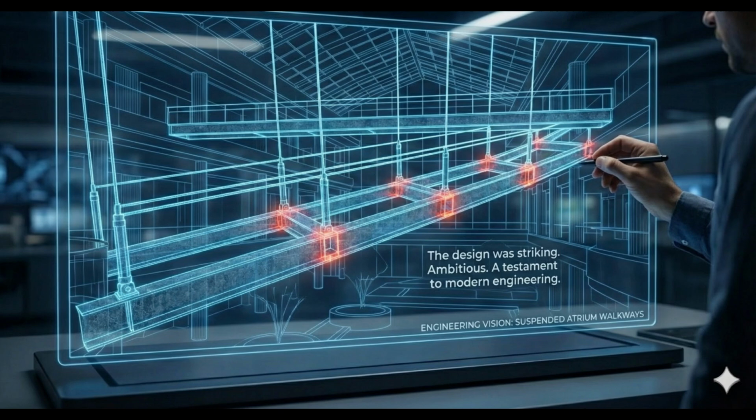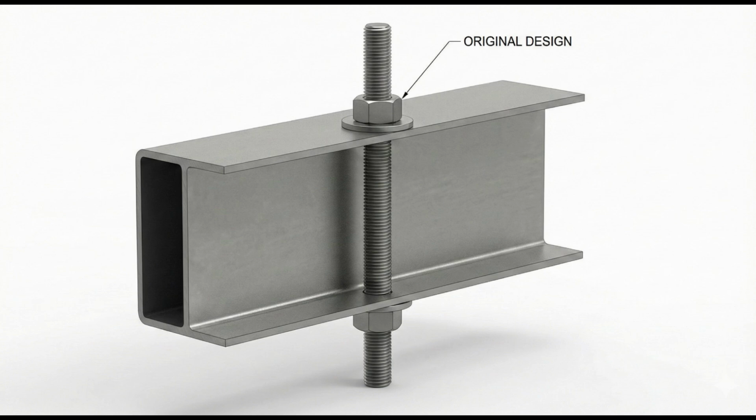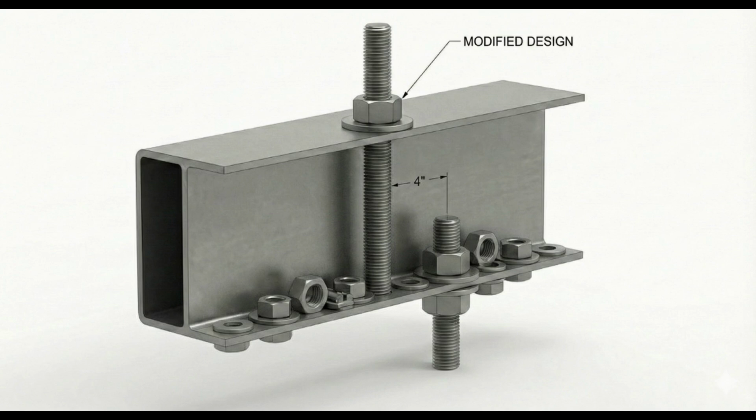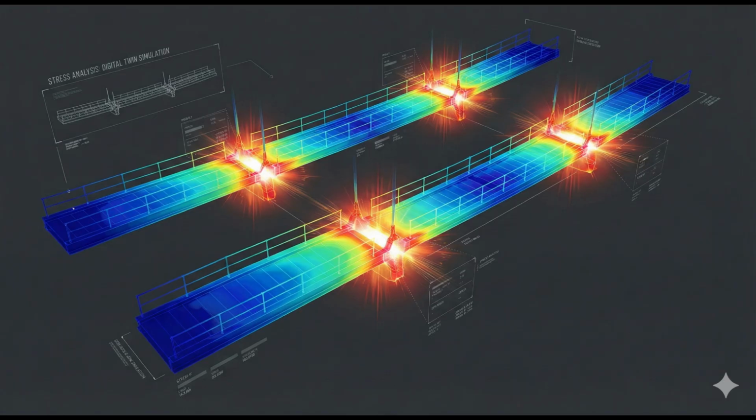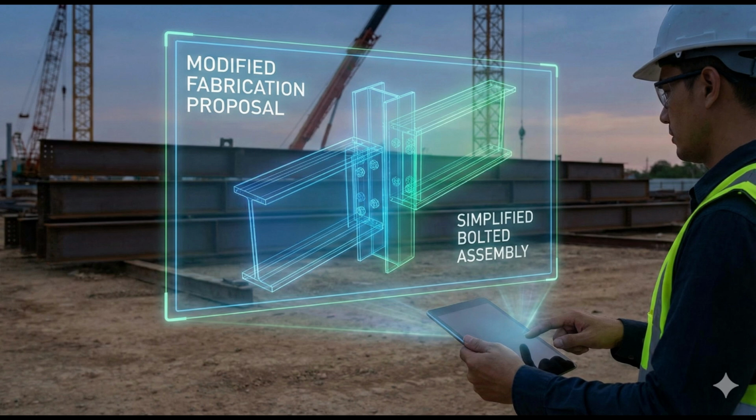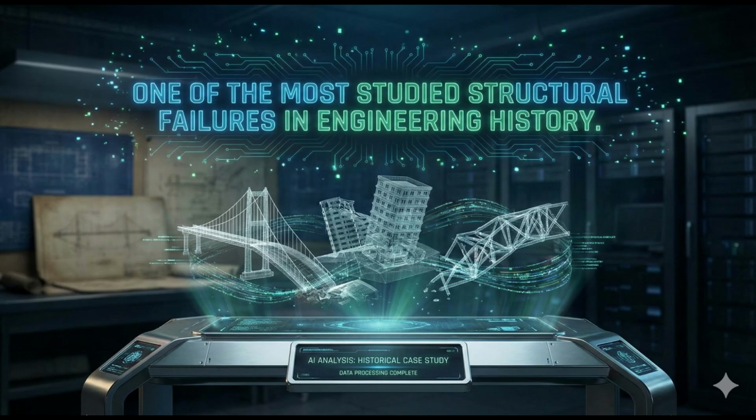But hidden within those elegant lines was a flaw, not in the grand vision, but in a single, seemingly minor fabrication change, a change that no one caught, a change that transformed an acceptable design into a structure that was holding twice the load it was engineered for. This is the story of how a modification during construction, intended to make fabrication easier, became one of the most studied structural failures in engineering history.